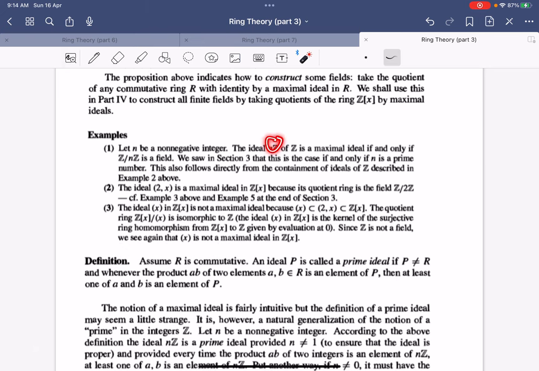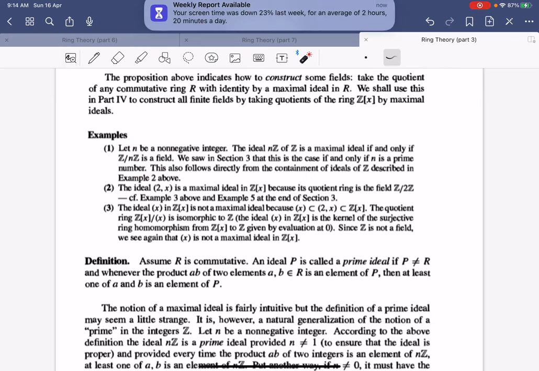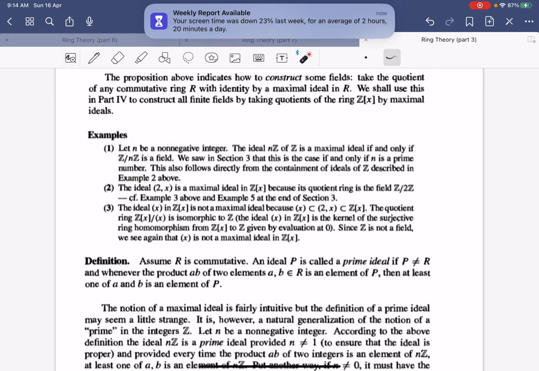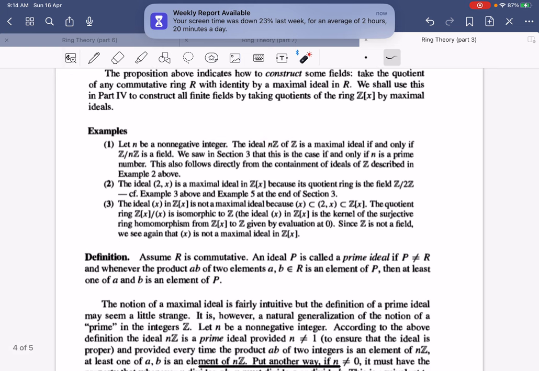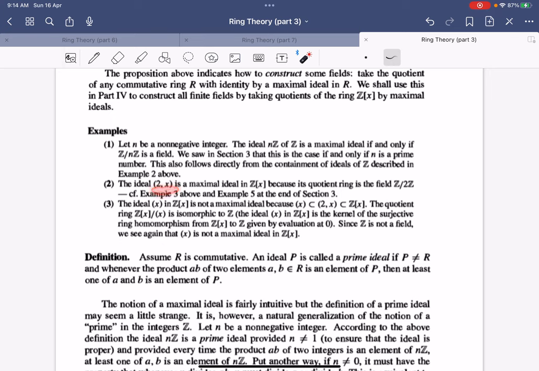So the ideal nZ is maximal if and only if this is a field. And we know this is a field because it's the finite field of n elements, and hence this ideal is maximal. And we can see that 2Z is maximal because its quotient is the field Z over 2Z.